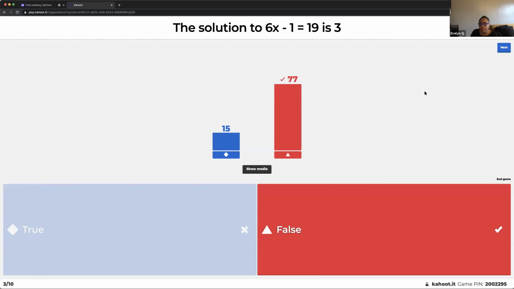If I add 1 to both sides, I get rid of that minus 1 on the left hand side, and then I get 20 on the right hand side. So I got 6x equals 20. Now, if x was 3, 6 times 3 is 18, not 20. So x cannot be equal to 3. That should be false. Brilliant.